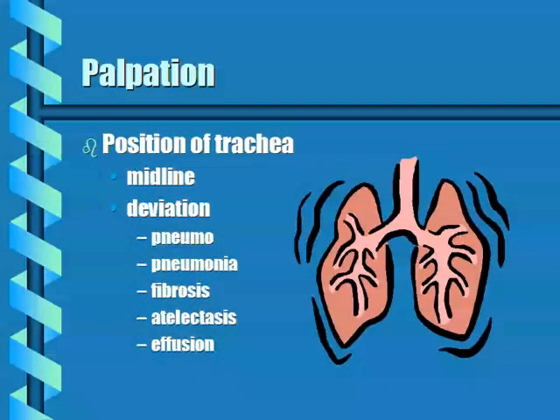Then we're going to start palpating. You palpate the position of the trachea. As I said, normally it is midline. It will deviate if you have a pneumothorax, because it will deviate to the opposite side of the pneumo. After all, the pressure will be shifting the opposite way. Pneumonia, opposite side. Fibrosis, atelectasis will be toward the side of the problem. And pleural effusion varies because it depends on where the effusion is located.